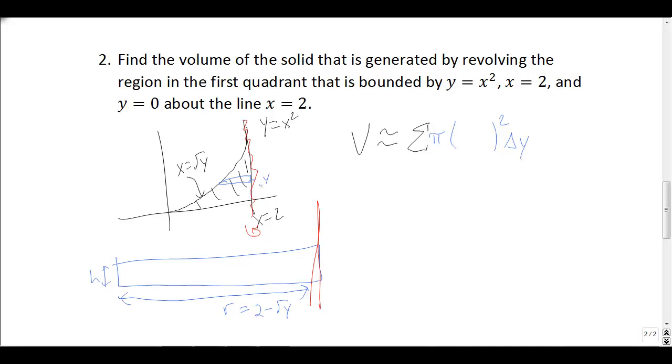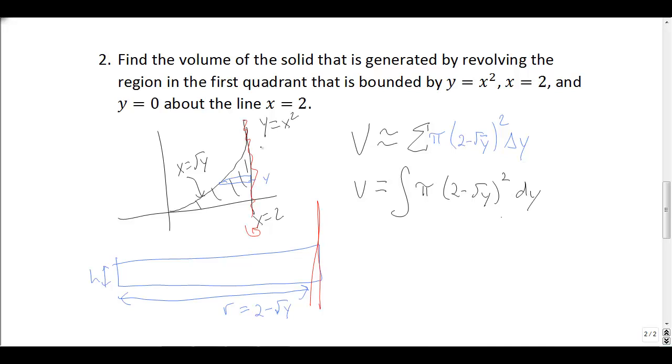We're sort of at height y here, so we take the right endpoint minus the left endpoint. So what I get is 2 minus square root of y. Then I have to square that. Now, each one of those disks is in the blue here. We add all those up. That gives us the volume. So the true volume is going to be an integral, pi times 2 minus square root of y squared. The delta y will turn into a dy.